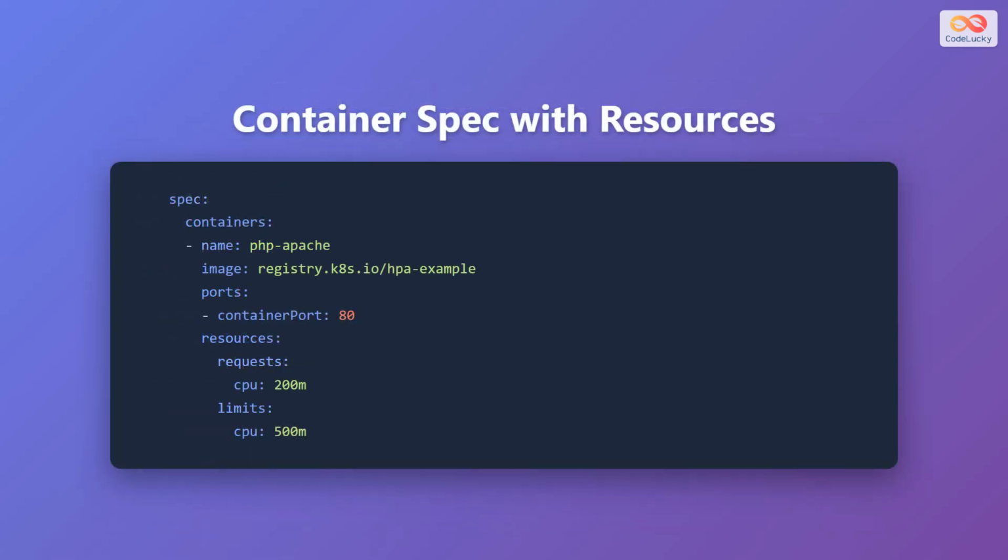In the container specification, we define a container named php-apache using the image from registry.k8s.io/hpa-example. The container exposes port 80. Importantly, we define resource requests and limits. The CPU request is set to 200 millicores, meaning this pod requires at least 200 millicores of CPU. The CPU limit is set to 500 millicores, which is the maximum CPU this pod can consume.